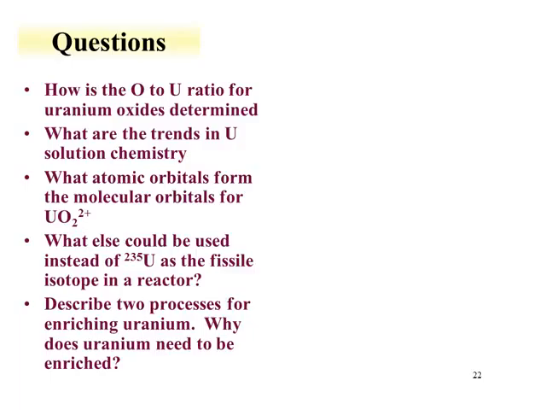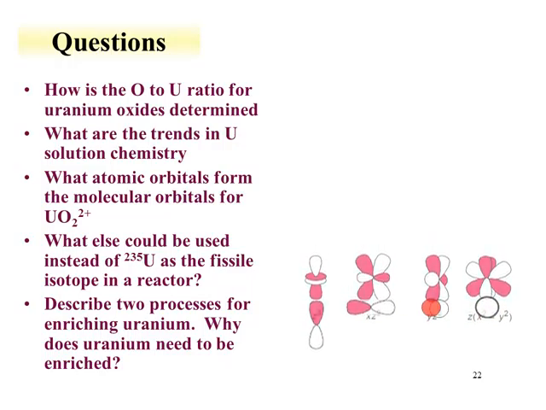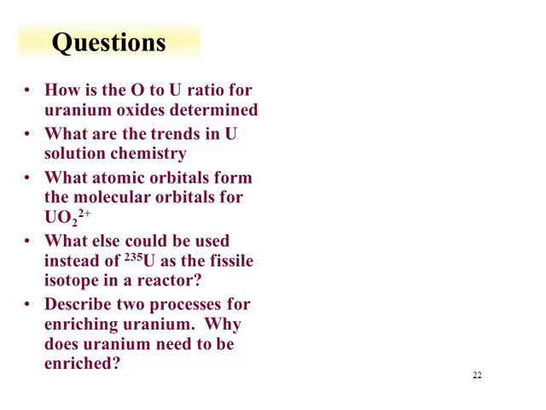What are the atomic orbitals that are used to form molecular orbitals for UO2? And those are shown here. These are just the f electron orbitals that have overlap with the p-z, the oxygen p orbitals, and the oxygen s orbitals. What else can be used instead of uranium-235 as a fissile isotope in a reactor? Well, the other uranium isotope one could use would be uranium-233.